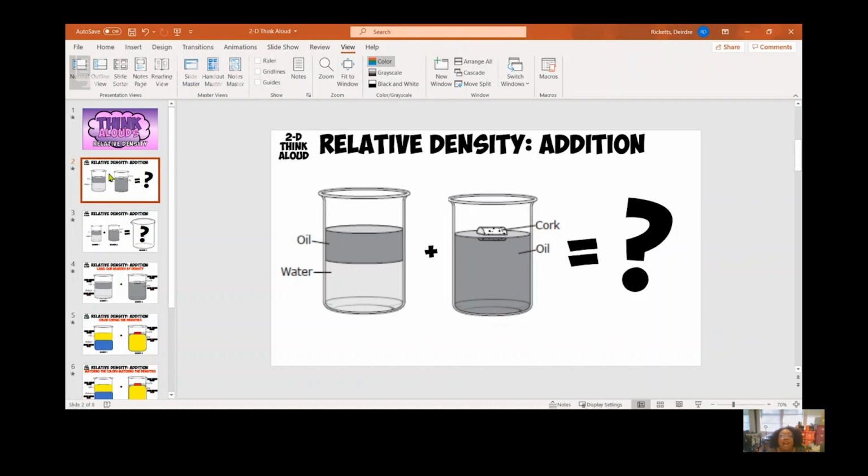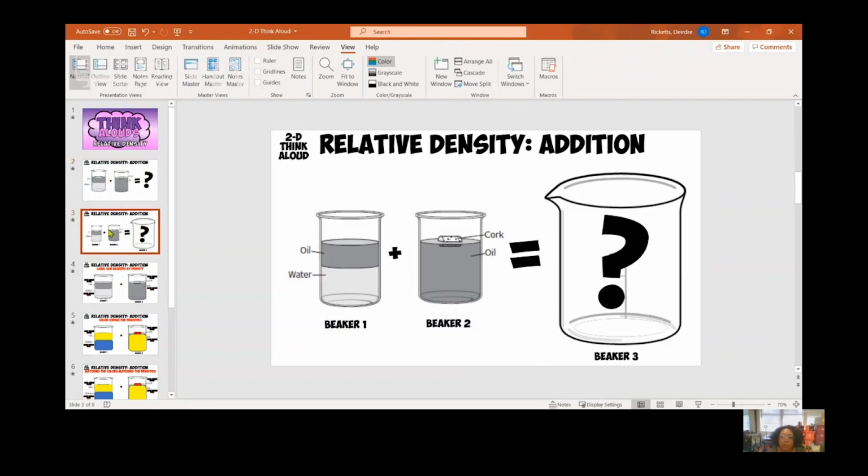It's a 2D Think Aloud relative density addition. So I have these two beakers. I have beaker number 1. It has plus beaker number 2. Is going to give me what's in beaker number 3. But there's a big question mark in beaker number 3 because I don't know what it's going to look like. And I've got to figure out what beaker 3 is going to look like. So the first thing I do is this.